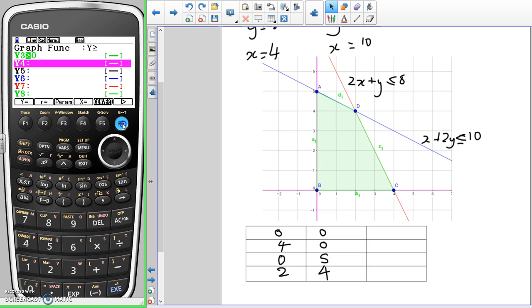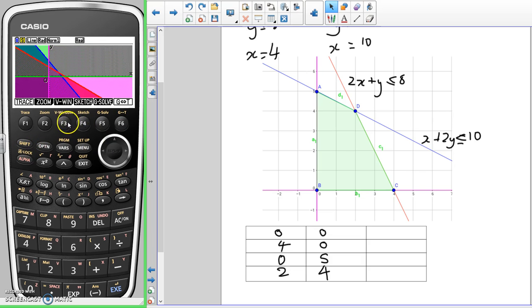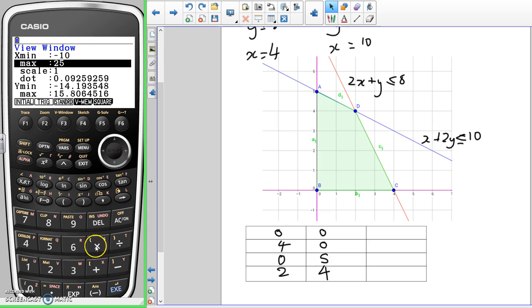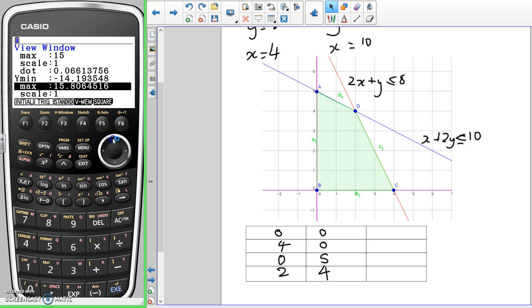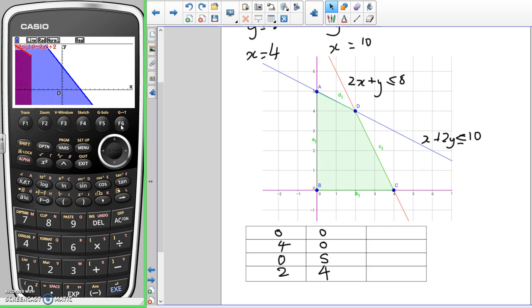Next one down will be y, so we keep going across. So x is greater than or equal to 0. Let's put that one in. Then we'll draw that one. Draw that in. And there we go. We might zoom in for this one. New window. Make that one 15 for this one. We'll go back, draw that one again, so it's hopefully a bit clearer. So there we go, that one's there.